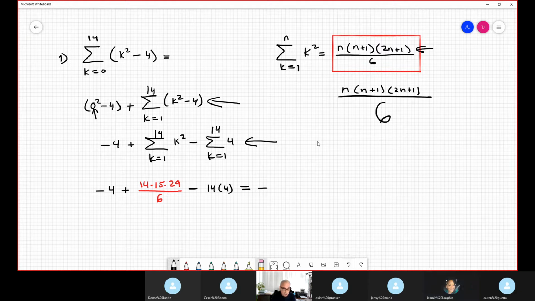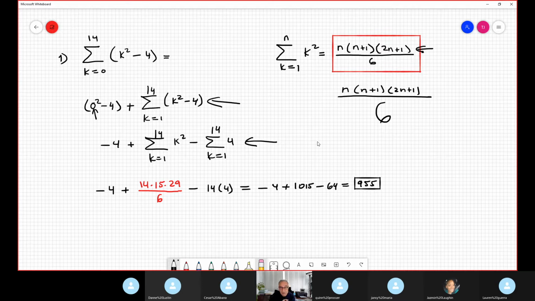Okay, the rest is just take the calculator. This is negative 4. This is 1015. And this is 56. And now you do the subtraction: 955. That's the final answer.